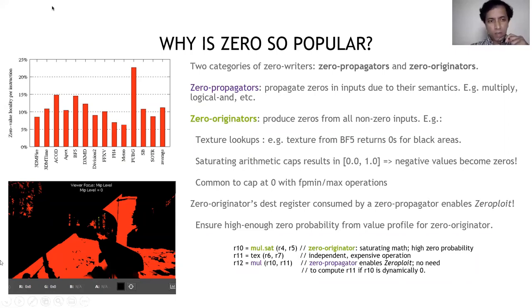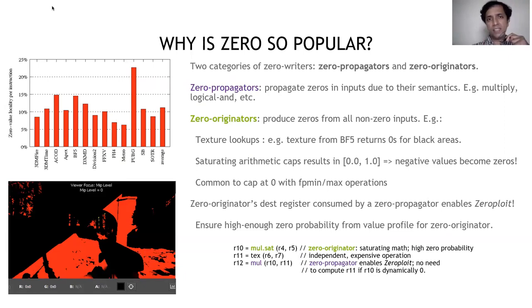All texture lookups going to the black areas of this texture will return zeros dynamically. The second category is saturating arithmetic. Saturating arithmetic caps results between 0 and 1.0, and as a result, all negative values become zero dynamically. And thirdly, we often see cases where floating point mins and maxes use zero as the capping value, and that also produces zeros dynamically.